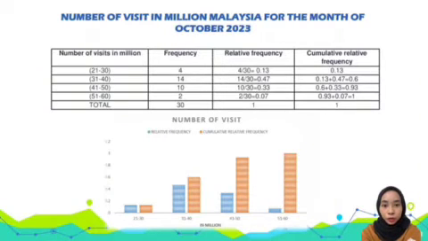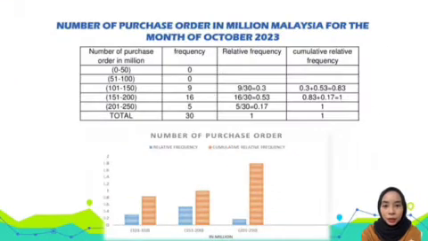The number of visits graph on Instagram shows the ups and downs of the relative frequency and cumulative relative frequency in million on the number of visits. Last but not least is the number of purchase orders for the month of October 2023. It follows the same approach as the number of visits: frequency, relative frequency and cumulative relative frequency.